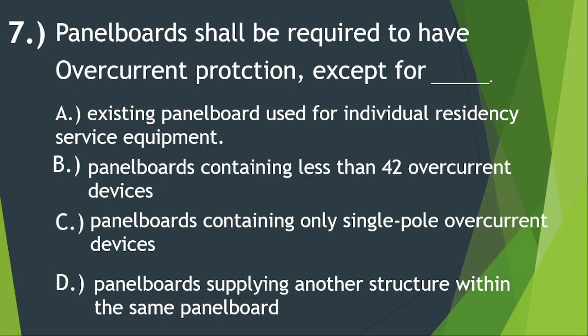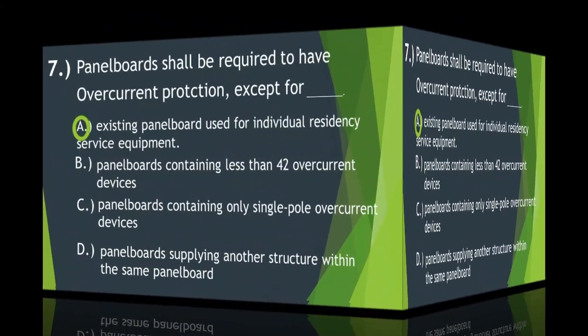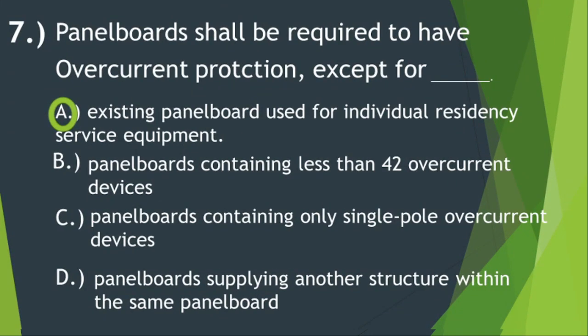Number 7. Panel boards shall be required to have overcurrent protection except for blank. A. Existing panel board used for individual residency service equipment. B. Panel boards containing less than 42 overcurrent devices. C. Panel boards containing only single-pole overcurrent devices. D. Panel board supplying another structure within the same panel board. The correct answer is A. Existing panel board used for individual residency service equipment.